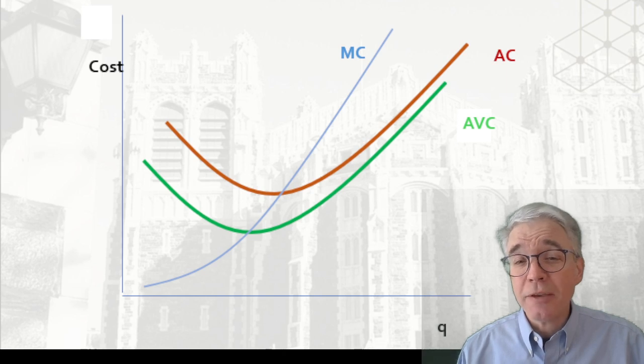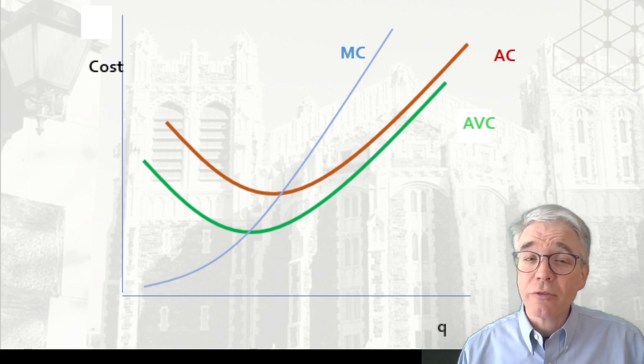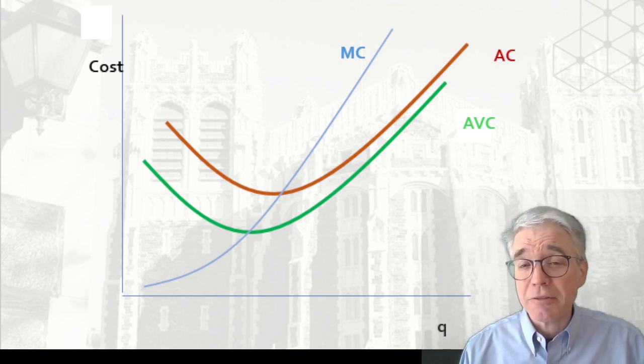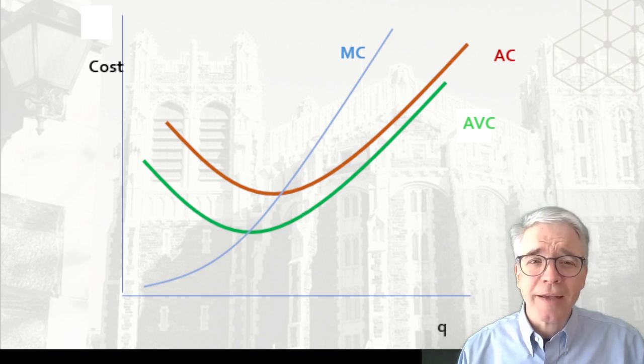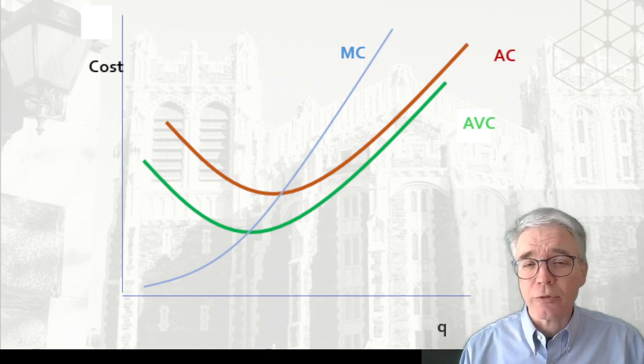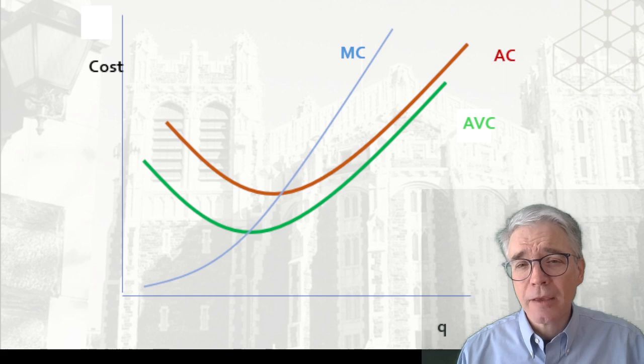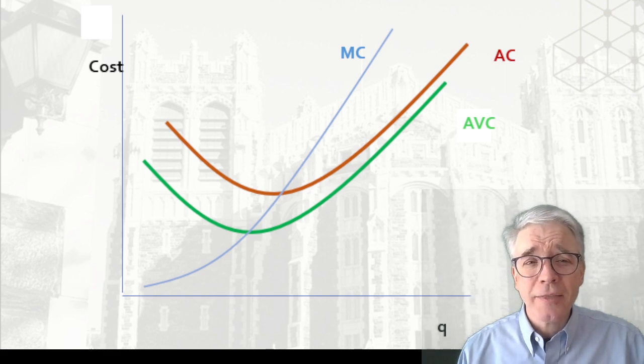So with MC shown there, rising with quantity, that means the minimum point of average variable cost is going to have to be to the left of the minimum point for average total cost. That's because average total cost is the sum of average variable cost and average fixed cost. And average fixed cost, which we're not going to graph separately, is just a constant divided by Q. So as Q rises, average fixed cost is going to get a little bit smaller.